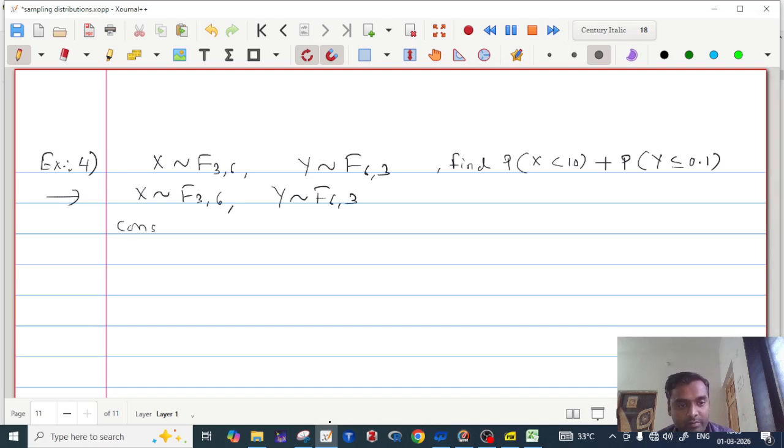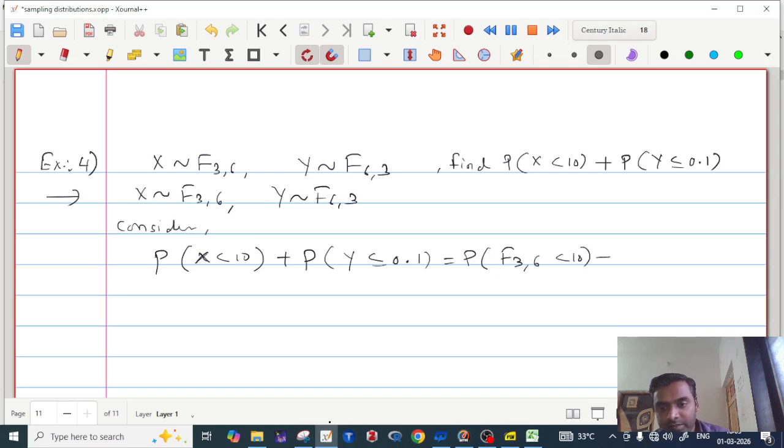Consider probability of X less than 10 plus probability of Y less than or equal to 0.1, which equals probability of X, which is F36, less than 10 plus Y, which is F63, less than or equal to 0.1. Let's do this. Probability of F 3, 6 less than 10.